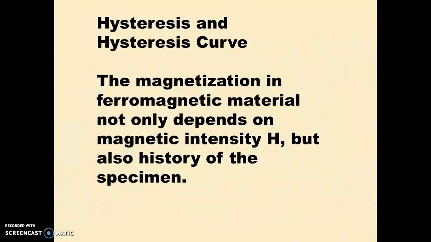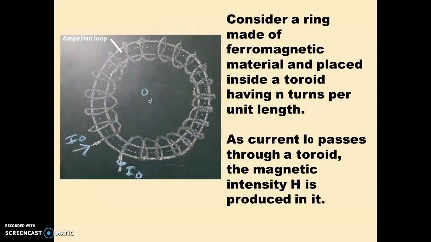Hysteresis and hysteresis curve. The magnetization in ferromagnetic material not only depends on magnetic intensity H, but also on the history of the specimen. For example, consider a ring made of ferromagnetic material and placed inside a toroid having n number of turns per unit length, as shown in this figure.